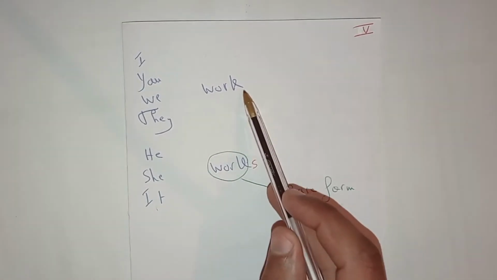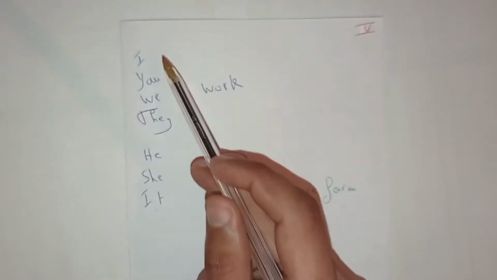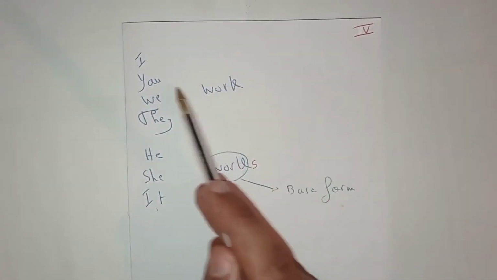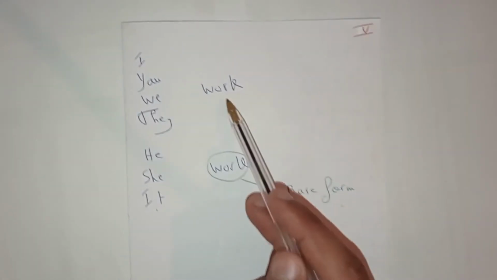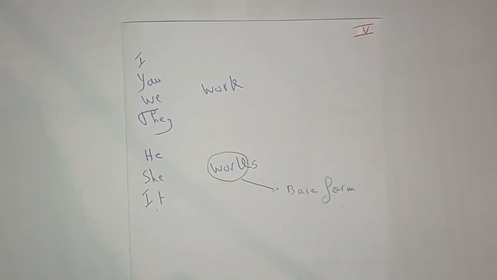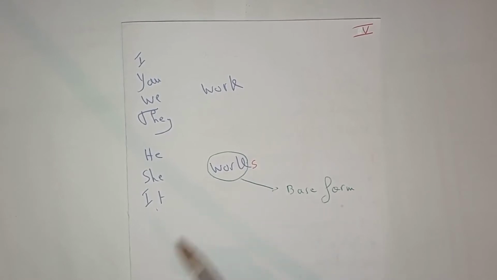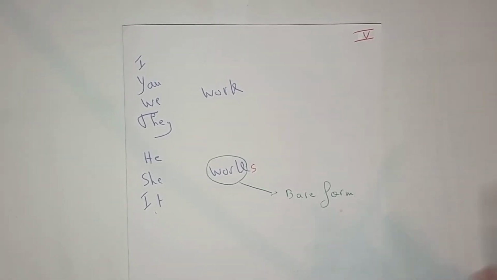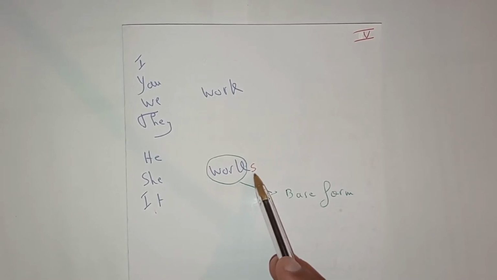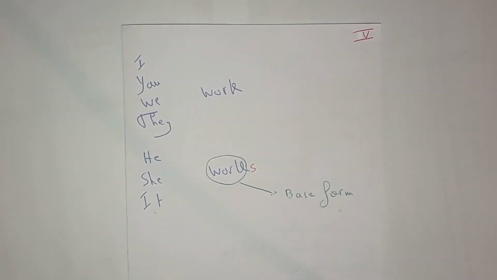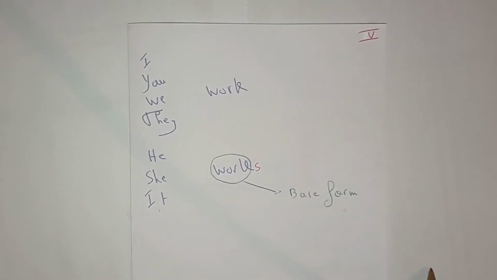You add an S to the base form in he, she, it. And as you can see here, there is no S here. In I, you, we, they, we say I work, you work, we work, they work. And in he, she, it, we have an S. Most verbs, I repeat, have an S in the third person singular. Okay?